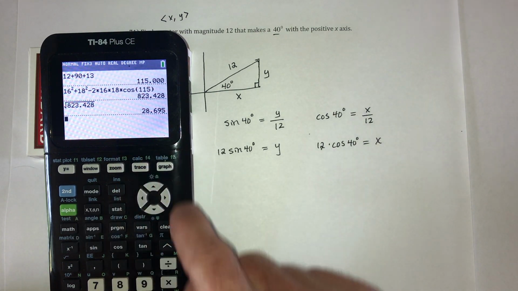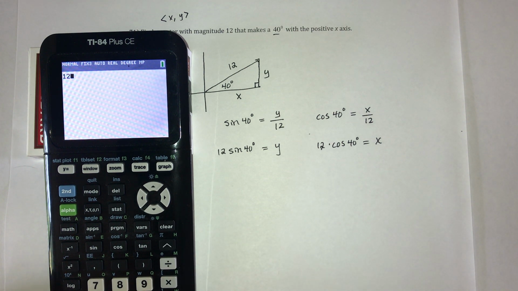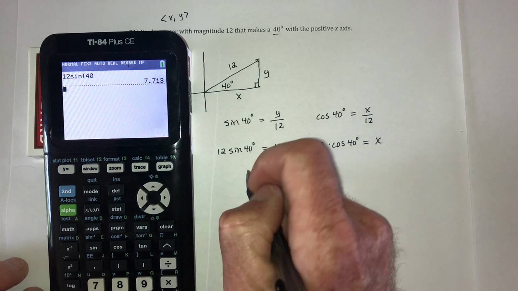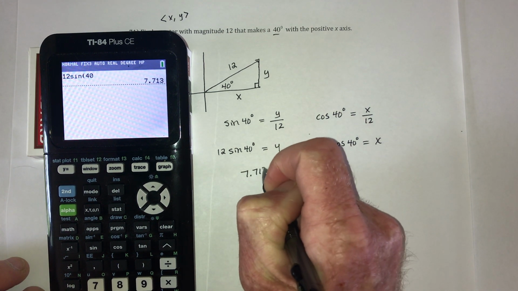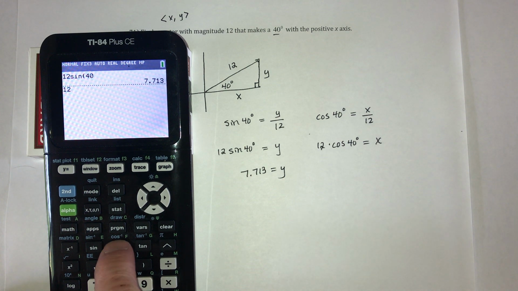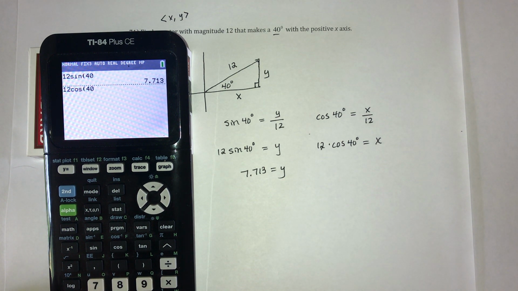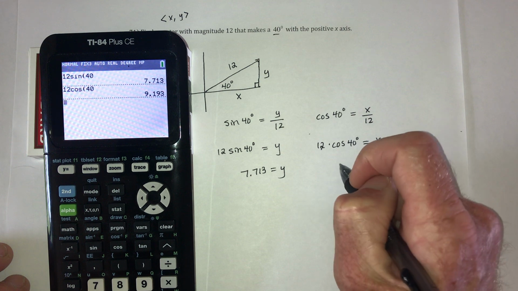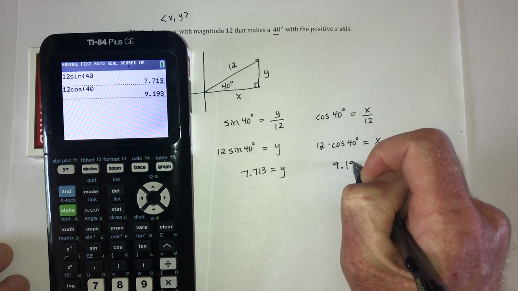Is it in degrees? Good. 12 sine of 40. So the y equals 7.713. And 12 cosine of 40. The x is equal to 9.193.